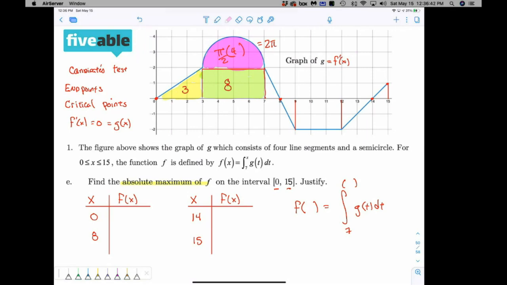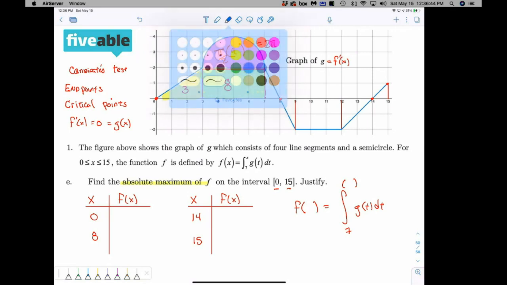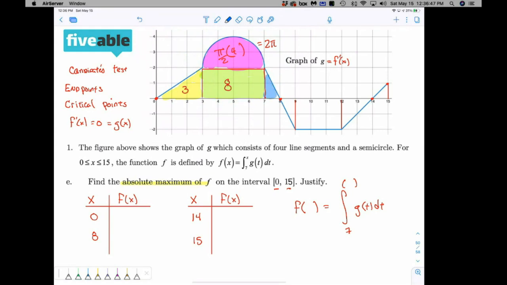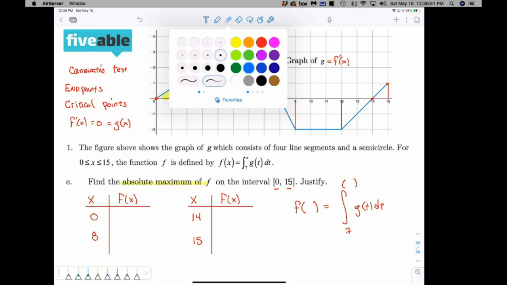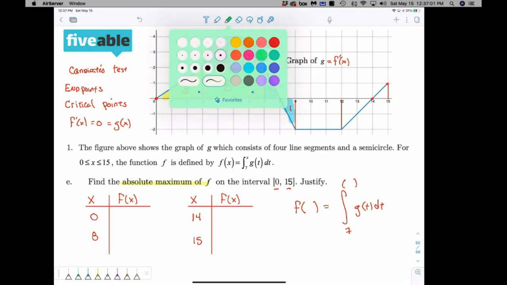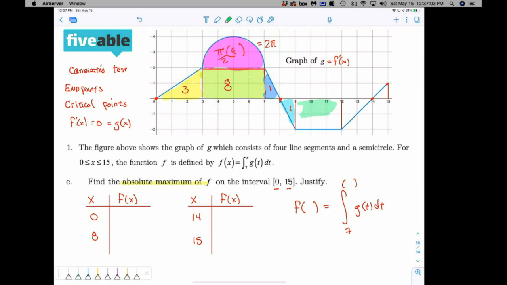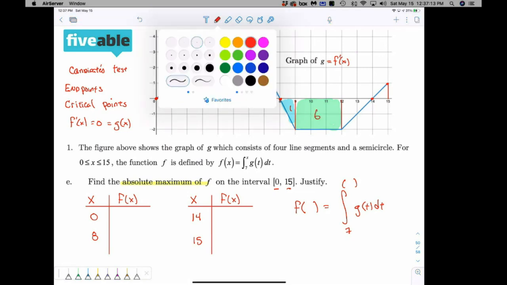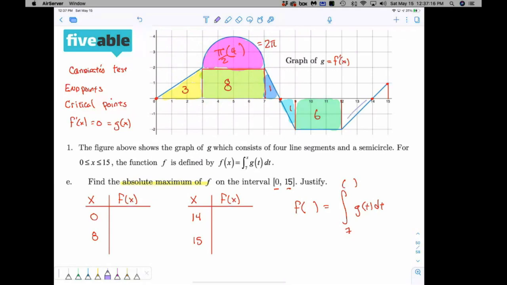You may remember from earlier in this problem, we already found the area of that triangle. That triangle has an area of 1. We also said the area of the triangle below was 1 because those were symmetrical. We also found the area of this rectangle from before. The area of this rectangle we said was 6. And again, doing base times height for that.